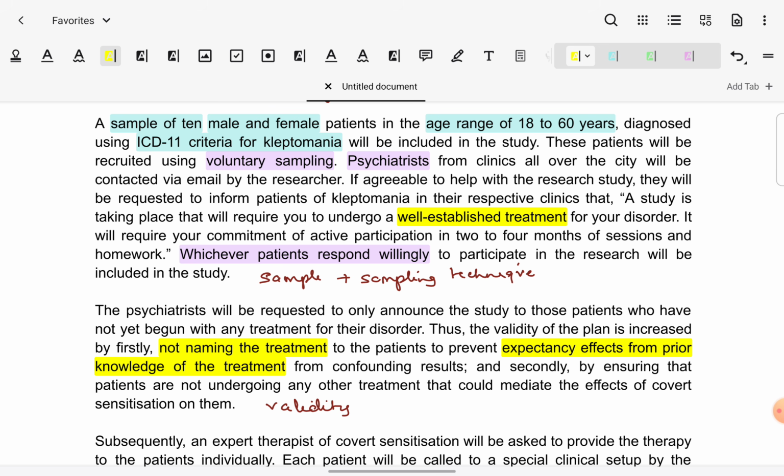Also, I have mentioned that the patients will not be undergoing any other treatment. So in the previous paragraph, again, I have mentioned that the psychiatrist will see to it to announce my study only to those patients who are not already undergoing some treatment. So that means that because they are not undergoing any other treatment, the effects of that treatment cannot interfere with the effects that they will achieve from covert sensitization. That increases validity.